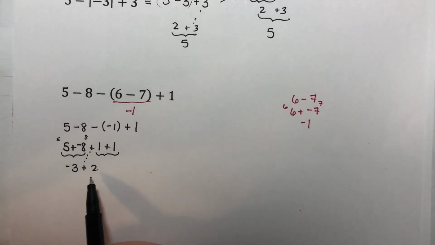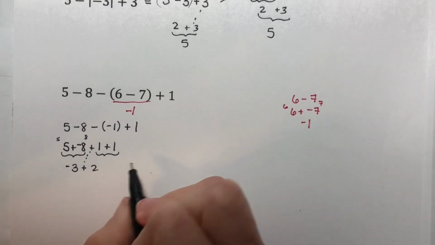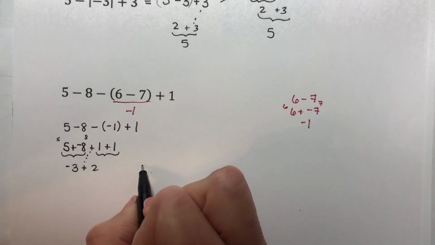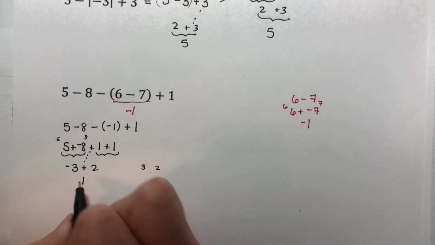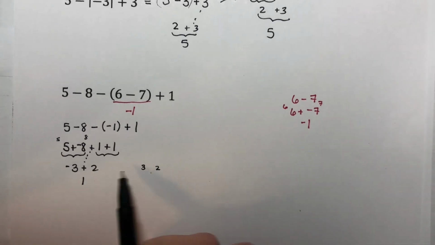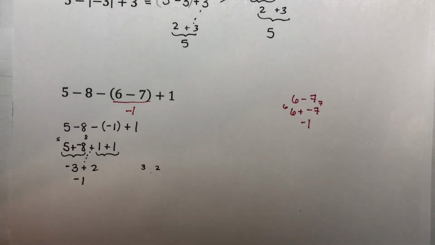Now we have negative 3 plus 2. We have opposite signs, so we subtract their absolute values. The absolute value of negative 3 is 3. The absolute value of 2 is 2. 3 minus 2 is 1. 3 was the larger absolute value. It was negative, so your answer is negative. The answer here is negative 1.